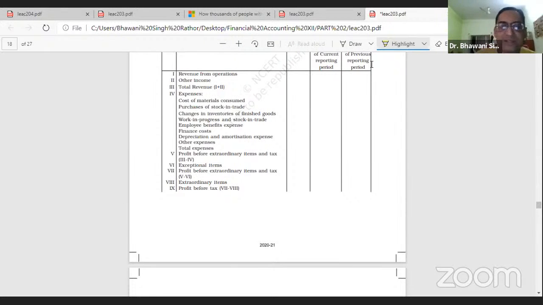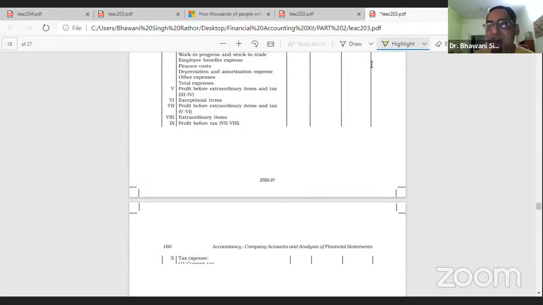In the book, certain other items have been specified which are beyond the scope of our study as far as 12th class is concerned. So you have the total revenue, then total expenses which are to be deducted from the total revenue so that we can get the profit before tax, and then we apply the tax so that we can get the profit after tax, which is the final, also called the bottom line of the profit and loss statement.